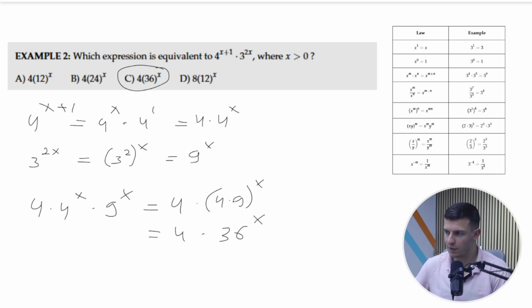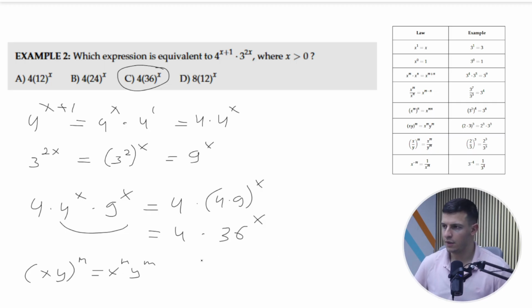Again, if you're confused with the last piece here, this is basically the rule that we have. So let me see which one it is actually here. xy to the power of m is equal to x to the m times y to the m. So it's this rule here. Let me see if I can show you this one here. Yes, it's just the reverse of it. So the answer is going to be C.